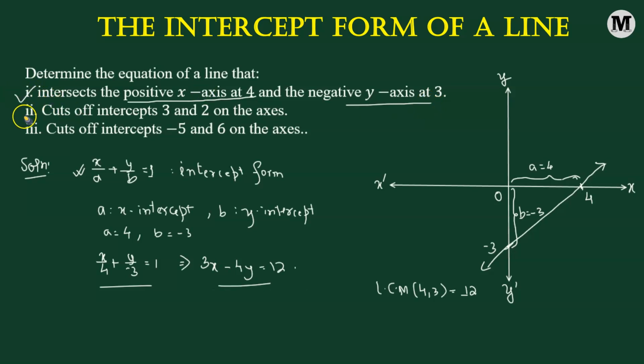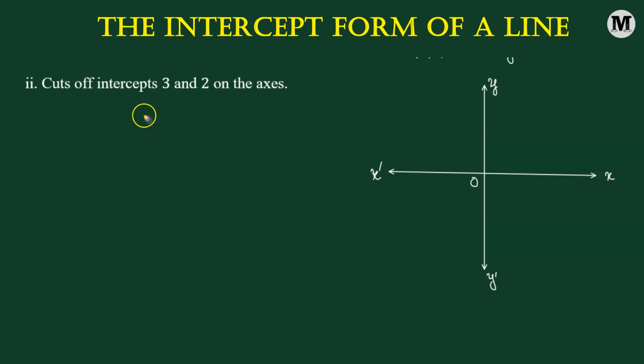Let's go to the second problem. We need to find the equation of a line which cuts off intercepts 3 and 2 on the axes. Now, it's not specifically mentioned here which axis has an intercept of 3 and on which axis we have an intercept of 2. So here, by convention, we will choose the first intercept to be the intercept on the x-axis, and the second value, which is 2, we will consider to be the intercept made by the line along the y-axis.